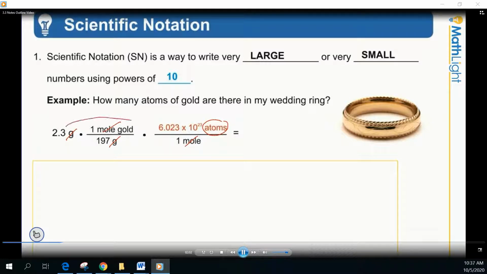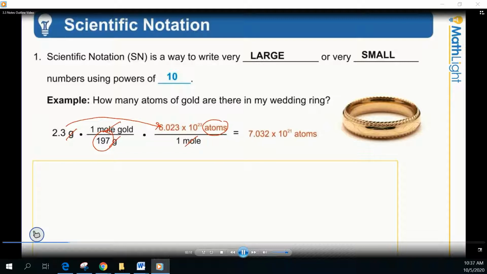All right, well now my moles can divide out, and I'm in atoms, the units that I want. So if I multiply my 2.3 times 6.023 times 10 to the 23rd, divide by my 197, I'm going to figure out how many atoms of gold I have, and it's 7.032 times 10 to the 21st.